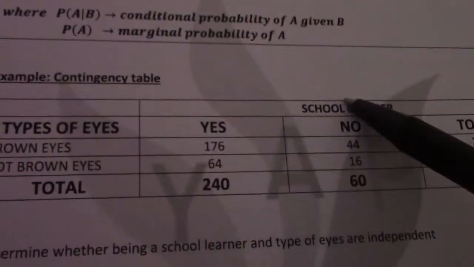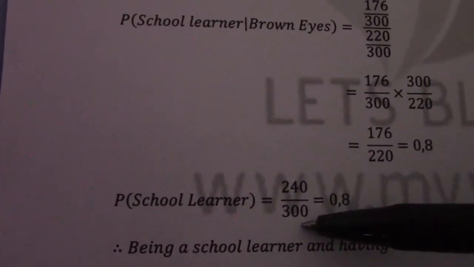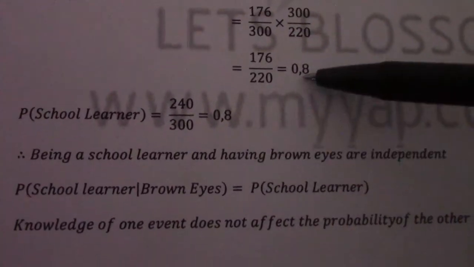Now look at the probability that you're a school learner. All in all, I have 240 school learners out of 300. So the probability of school learner is 240 divided by 300, which equals 0,8. Therefore, being a school learner and having brown eyes are independent. The probability of school learner given brown eyes equals the probability of school learner. They both equal 0,8, therefore they are independent. So knowledge of one event does not affect the probability of the other event. Hope you follow, hope you understand.